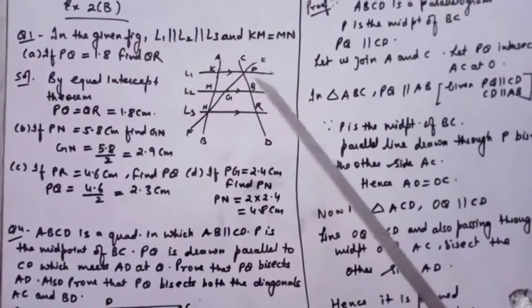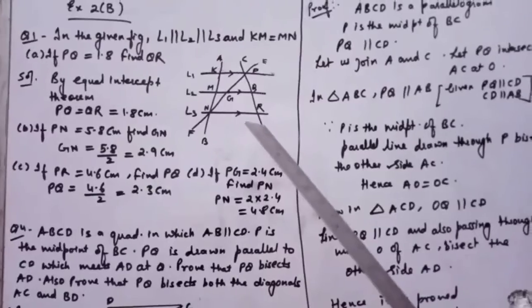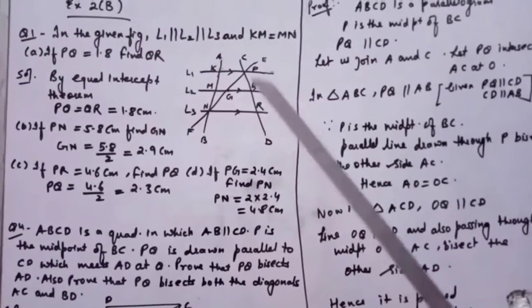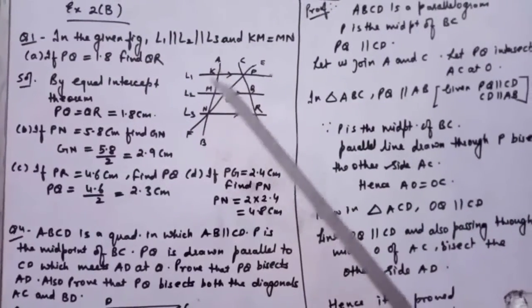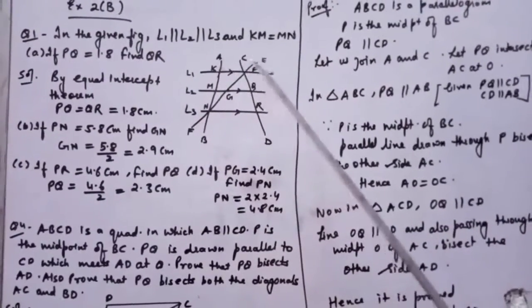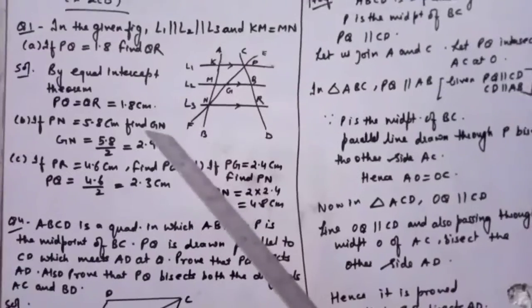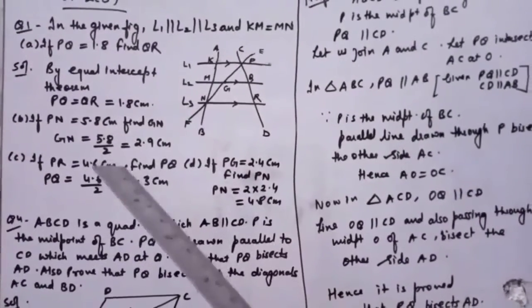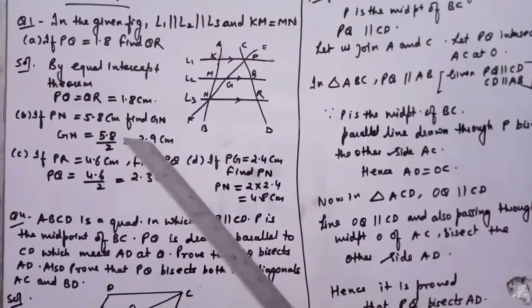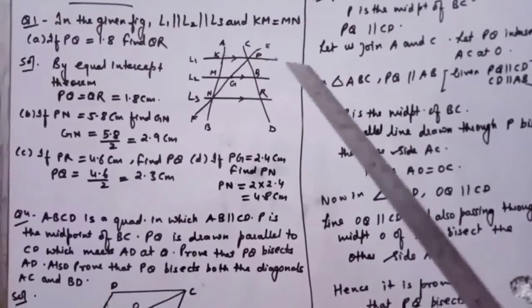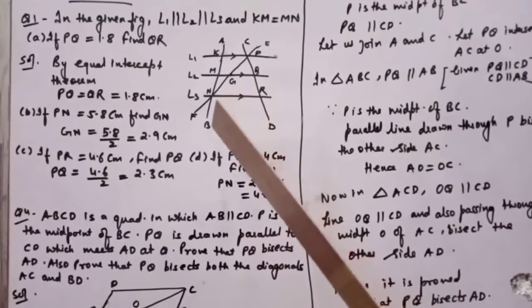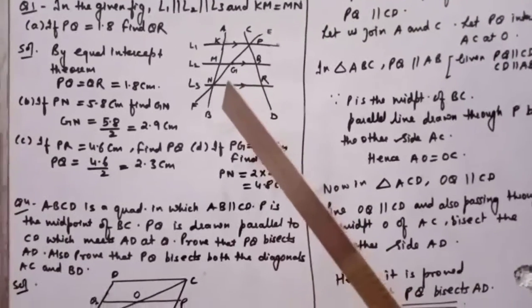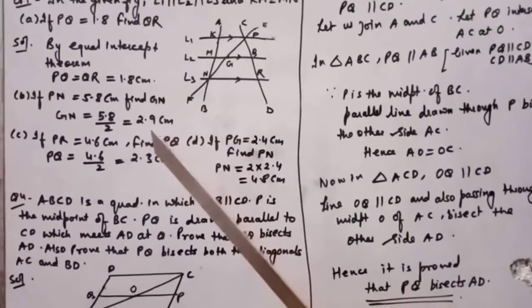Okay, as L1 is parallel to L2 which is parallel to L3, by the equal intercept theorem we know that when this transversal line is passing through the parallel lines, then it makes equal intercepts. Therefore we can say that PQ equal to QR, which is equal to 1.8 centimeter. B, if PN equal to 5.8, find GN. If this complete diagonal PN is equal to 5.8, then we have to find this GN. So GN is half of PN, which is 2.9 centimeter.